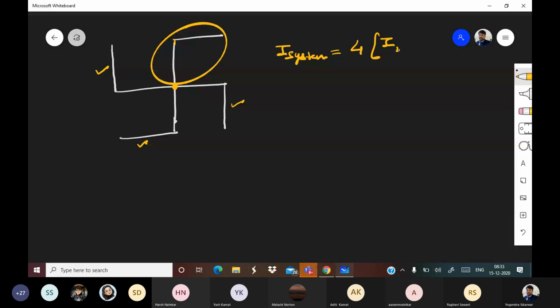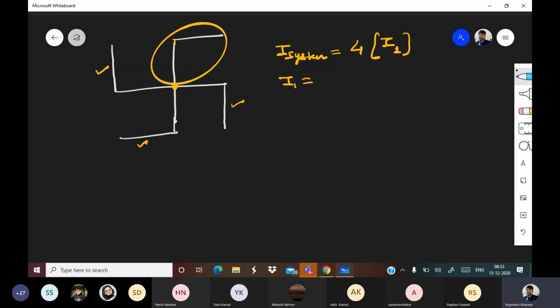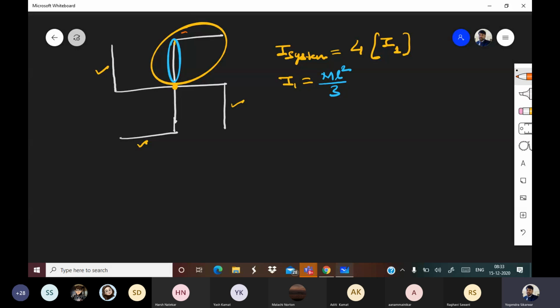Alright, so that's what we are going to find out. Now listen to this. What is I of 1? I1 is nothing but the moment of inertia of this, which is a rod. So it will be ml square by 3, plus the moment of inertia of the other part. What is the other part? The other part is this.